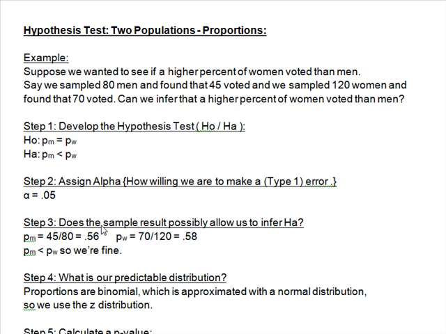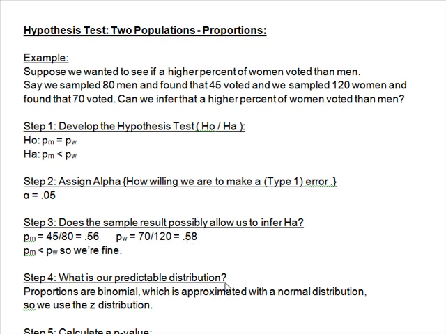Now step three, do the sample results allow us to possibly infer HA? Well, the proportion of the men is 45 over 80, which is 56%. The proportion of women is 70 over 120, which is 58%. So that is higher than the men, so we could possibly infer this. But sample results vary, so we have to see if we can actually infer that.